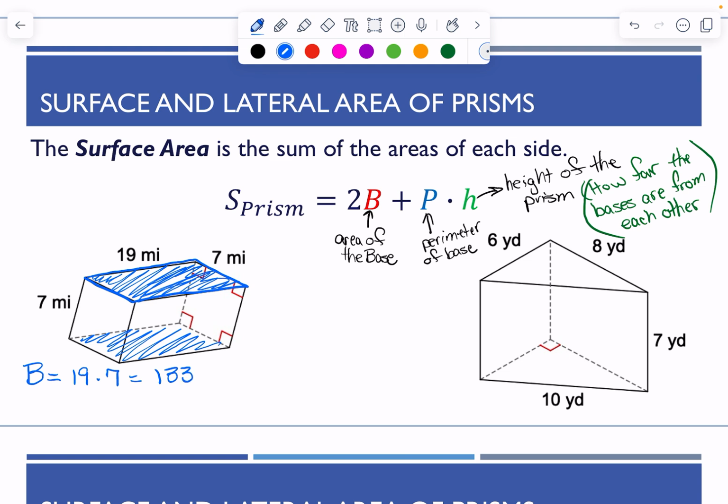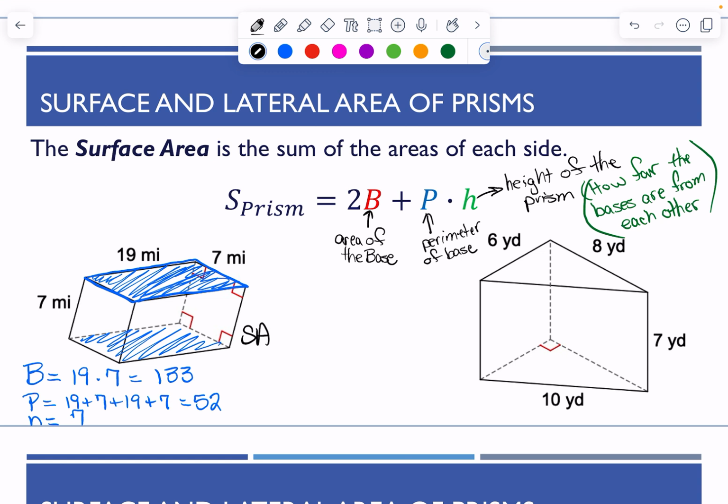Then we're going to find the perimeter of that base. The perimeter of that base would be 19 plus 7 plus 19 plus 7, and we end up with 52 for the perimeter. And then the height of the prism is how far those two bases are apart, and they are 7 units apart. So let's now do the surface area.